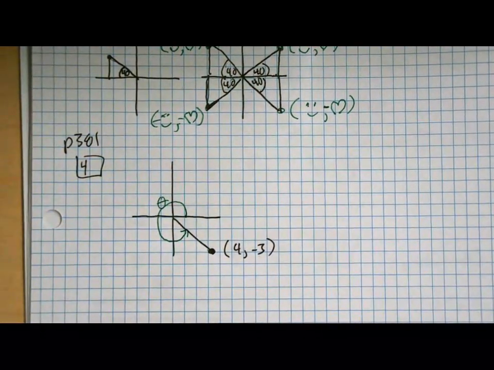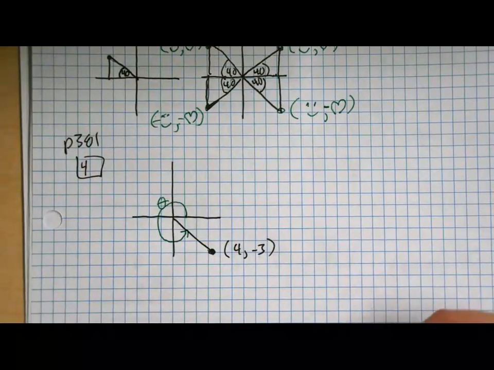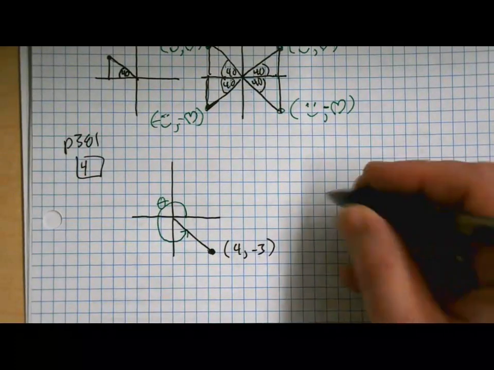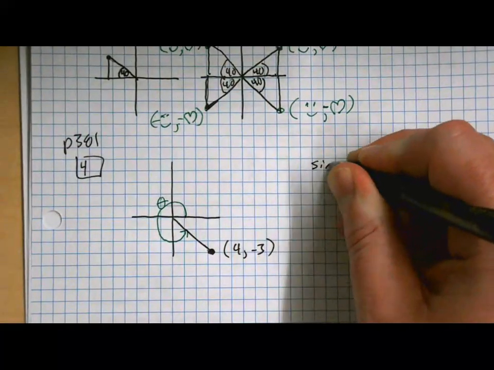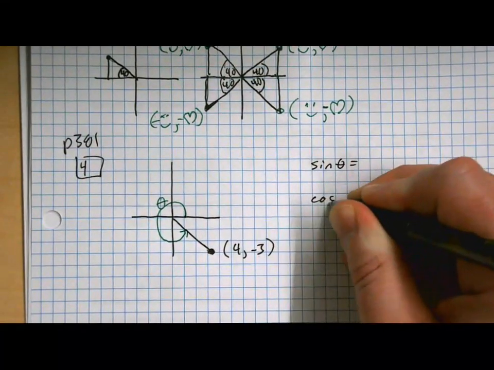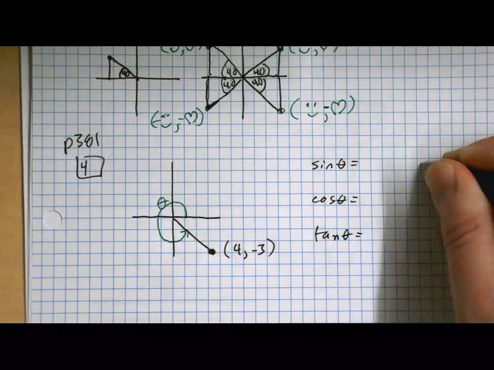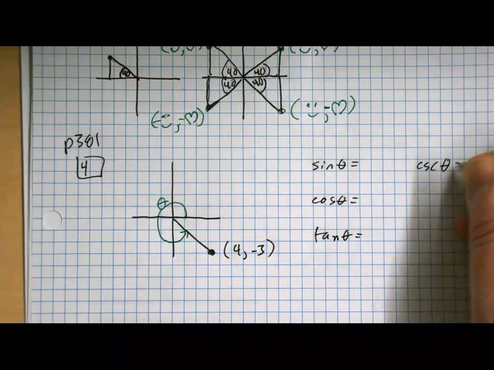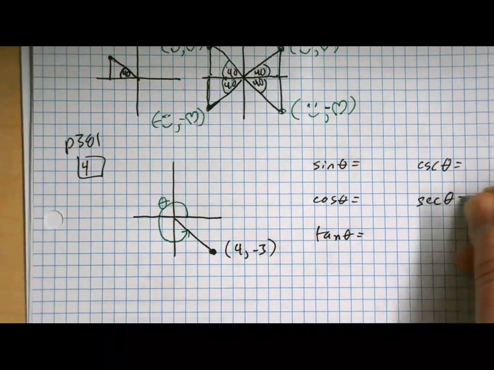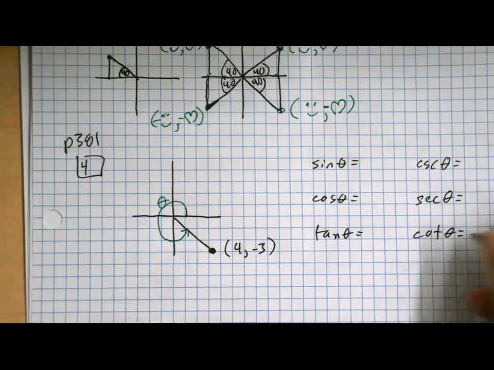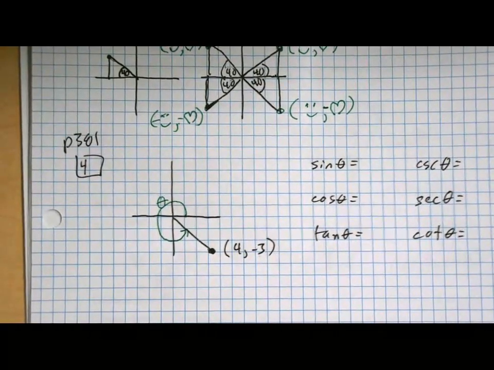And the instructions say evaluate the 6 trigonometric functions of the angle theta. So our final answer, we're going to have sine theta, cosine theta, tangent theta, and then cosecant, secant, and cotangent of theta as well. So we'll leave a space there for our answer.